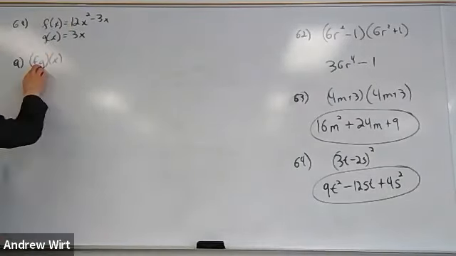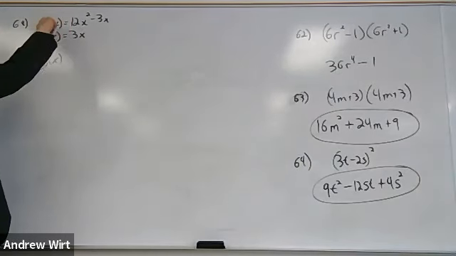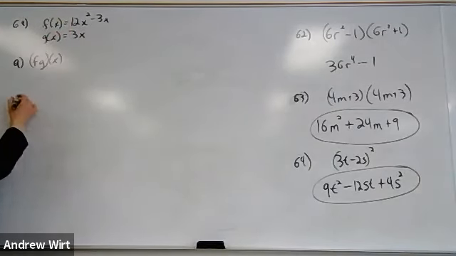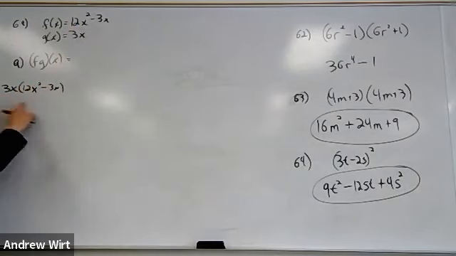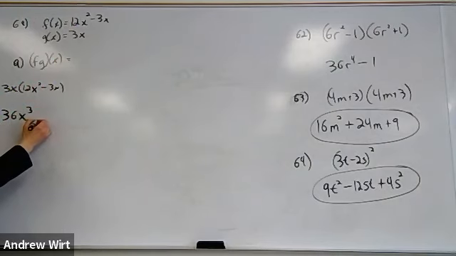Right, so we're multiplying f times g. Multiply those two functions together. So this is the same as 3x times 12x squared minus 3x. Distribute in. That's 36x to the third minus 9x squared.